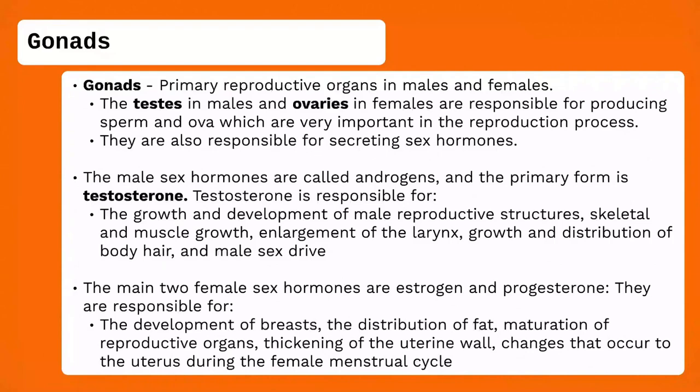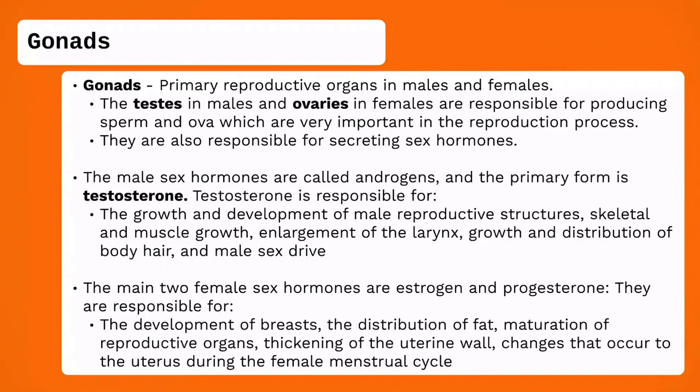Then we have our gonads. These are the primary reproductive organs in males and females. We have the testes in males and ovaries in females, which are responsible for producing sperm and ova, which are very important in the reproduction process. They are also responsible for secreting sex hormones. The male sex hormones are called androgens, and the primary form is testosterone. Testosterone is responsible for the growth and development of male reproductive structures, skeletal and muscle growth, enlargement of the larynx, growth and distribution of body hair, as well as male sex drive.